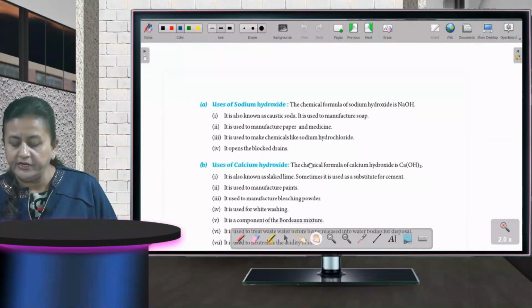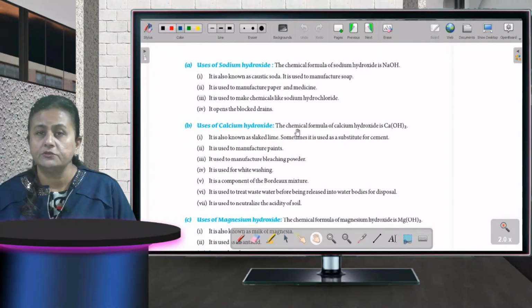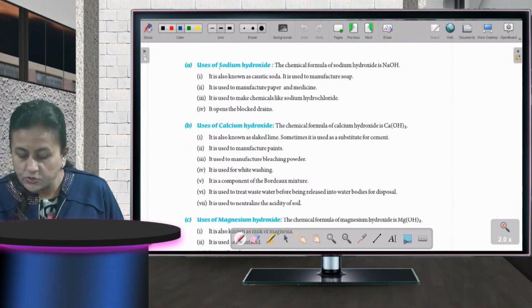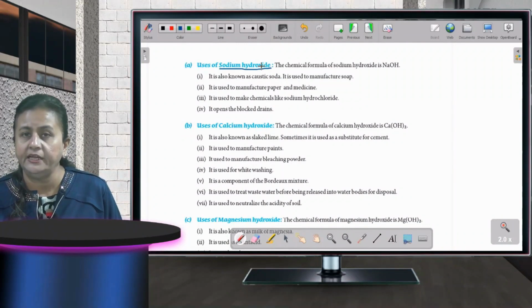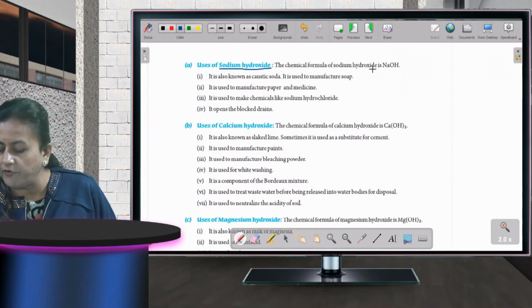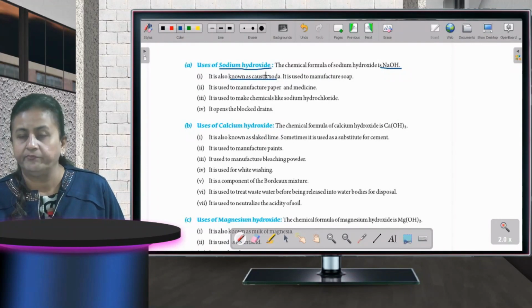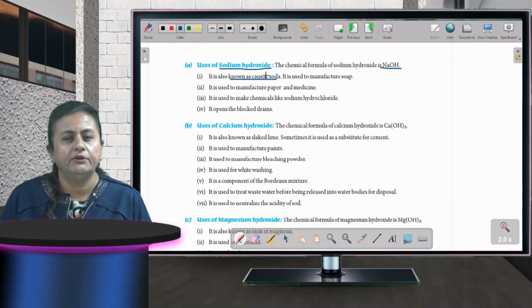There are different bases over here. They have given you the uses of those. Okay, first one is sodium hydroxide, and the formula for sodium is Na, and hydroxide is OH. So the chemical formula for sodium hydroxide is NaOH. Fine. It is known as caustic soda. Okay, caustic soda. Hindi mein suna hai, kapde dhone wala soda.